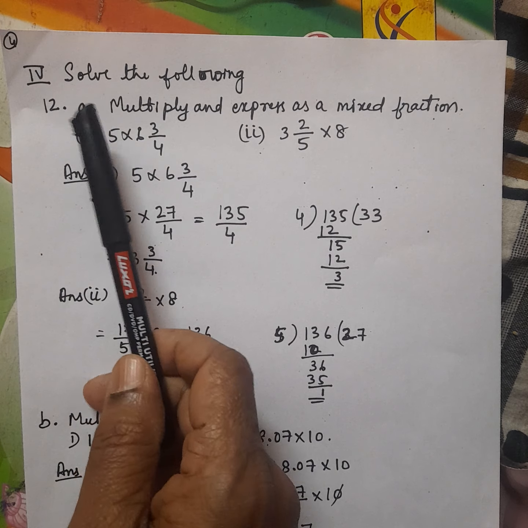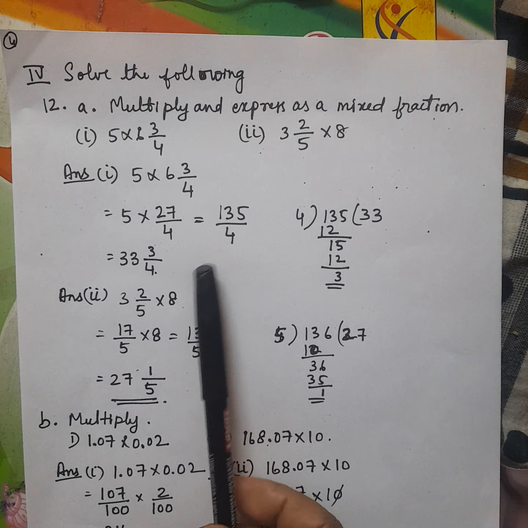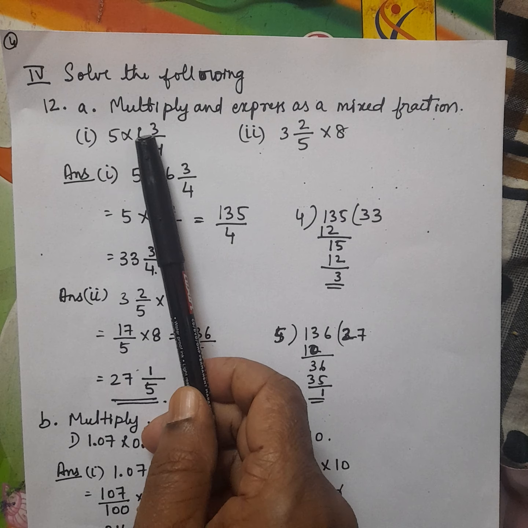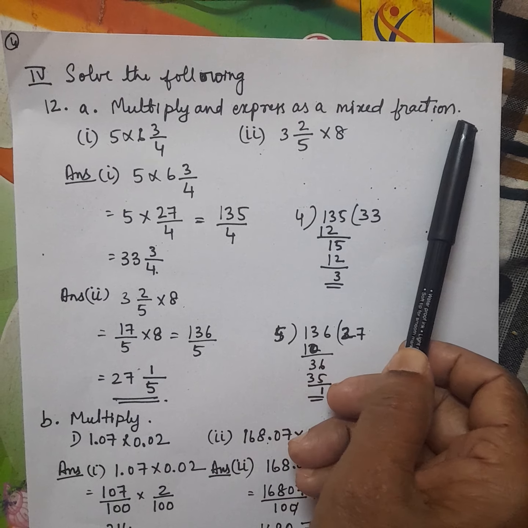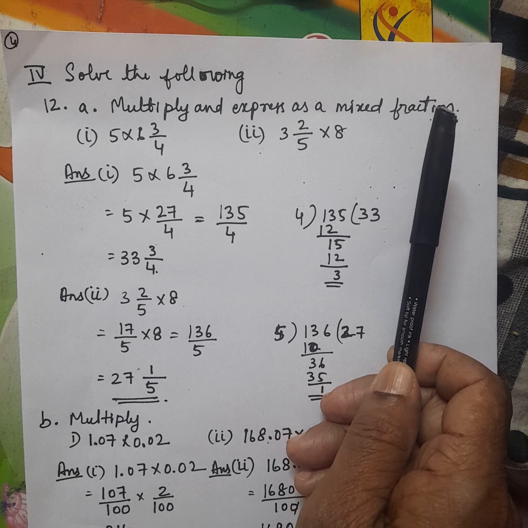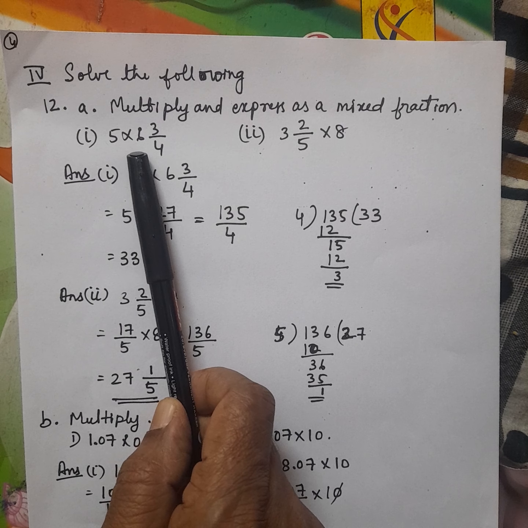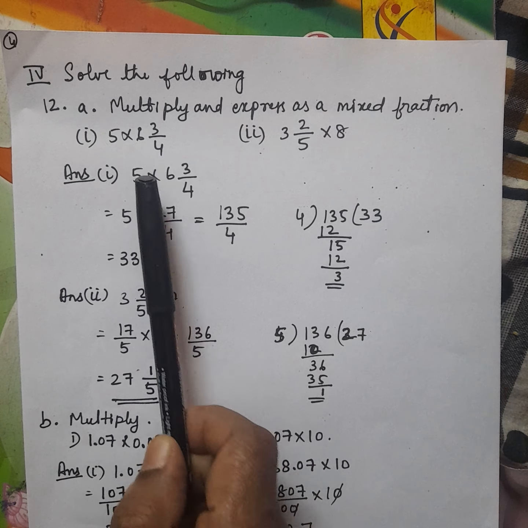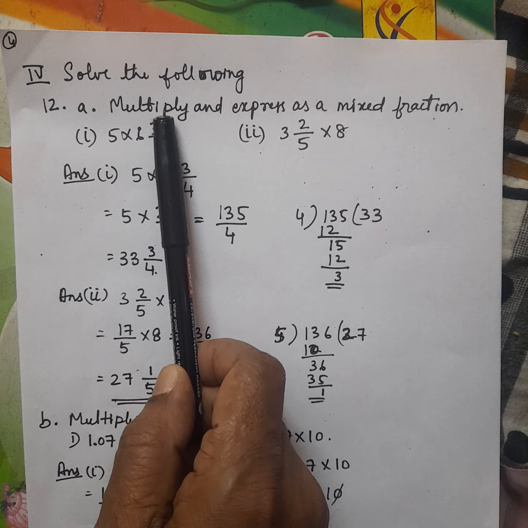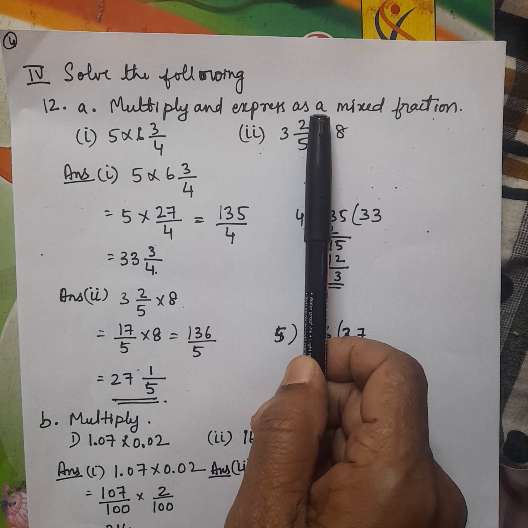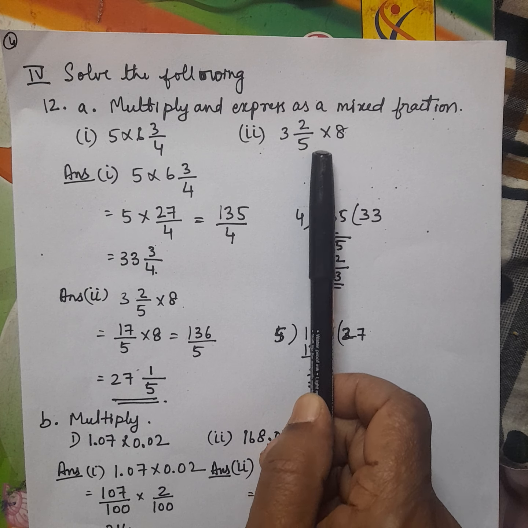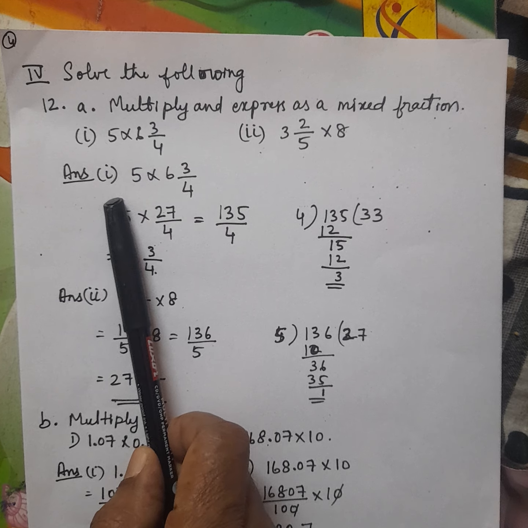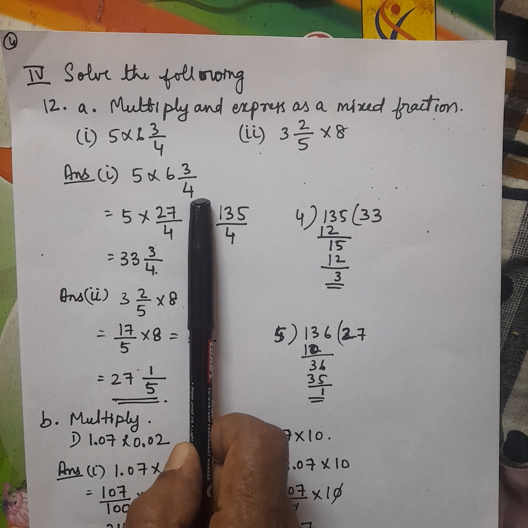Now the next question is: solve the following. In that, what is the question? Multiply and express as a mixed fraction. That means you have to multiply the given numbers and express the answer as a mixed fraction. So there are two questions: 5 into 6 3 by 4, and another is 3 2 by 5 into 8. Now take the first one, 5 into 6 3 by 4.